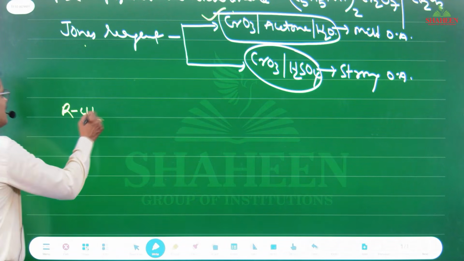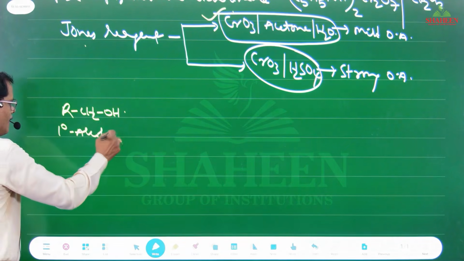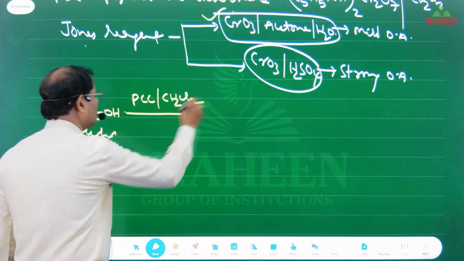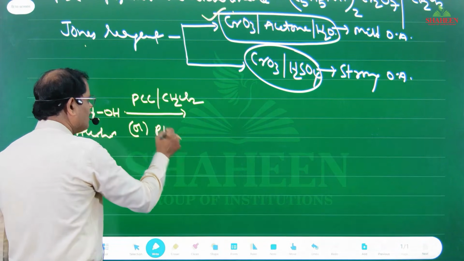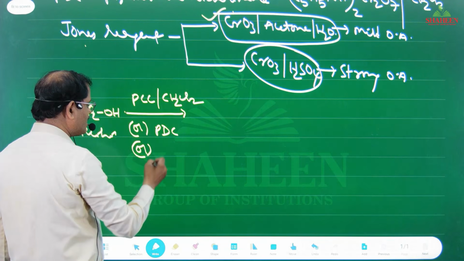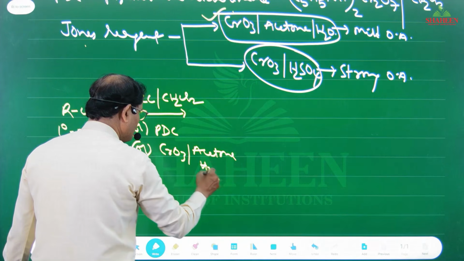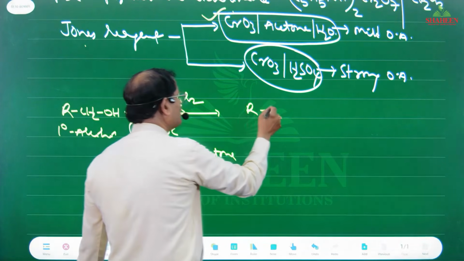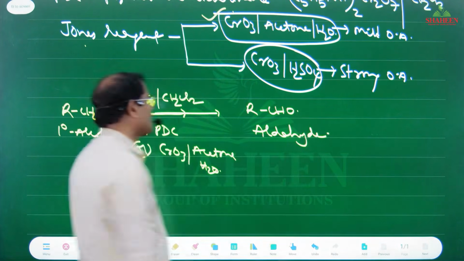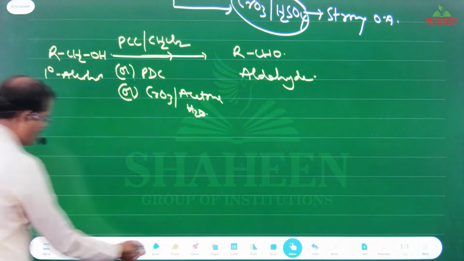And here we have RCH2OH, a primary alcohol. In the presence of any one of these, PCC in CH2Cl2, or PDC, or Corey's reagent, that is CrO3 in the presence of acetone and water, it produces RCHO. Primary alcohols can give aldehydes, and secondary alcohols can give ketones in this reaction.